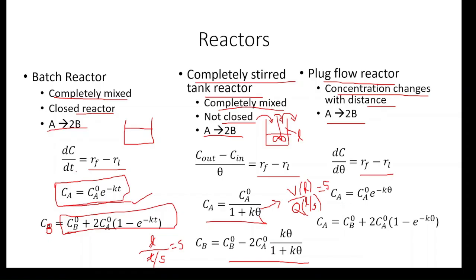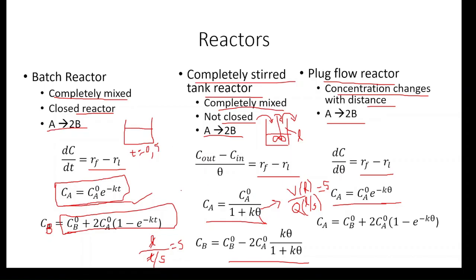Ca is equal to, the equation will be very similar to the batch reactor, because here it is changing with distance. So Ca is equal to Ca naught e to the power minus K theta. Here it will be simple time. Time is 1 minute, 2 minutes, like that. If we are taking a reactor, we are measuring at time t is equal to 0, there will be some value. If we are measuring at time t is equal to 5, it will be some value.